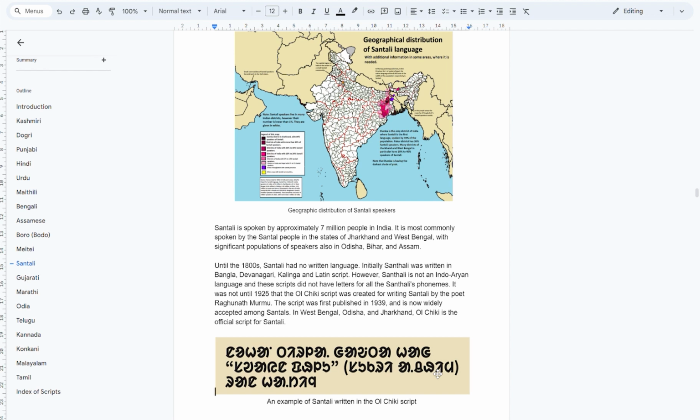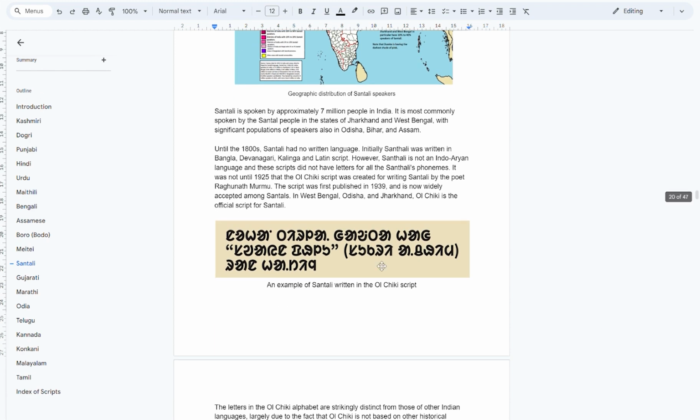So it was not until 1925 that the Ol Chiki script was created for writing Santali by the poet Raghunath Murmu. So the script was published in 1949 and it's now widely accepted amongst a lot of the Santal people for writing their language. So in West Bengal, Odisha and Jharkhand, Ol Chiki is actually the official script recognized by the government for Santali. And it's a very distinct script.